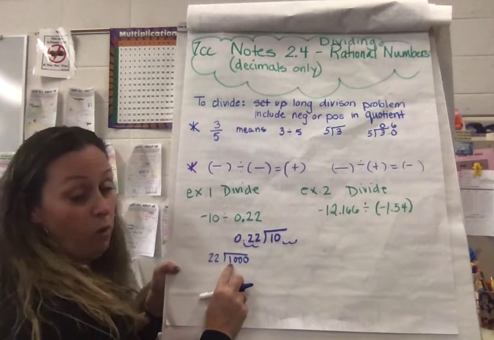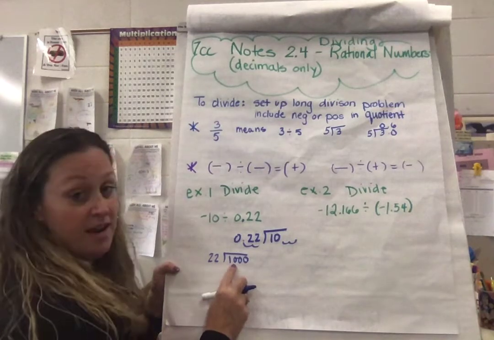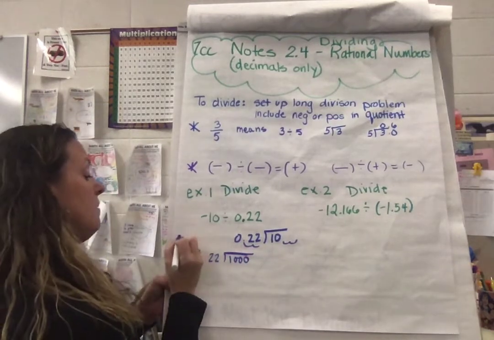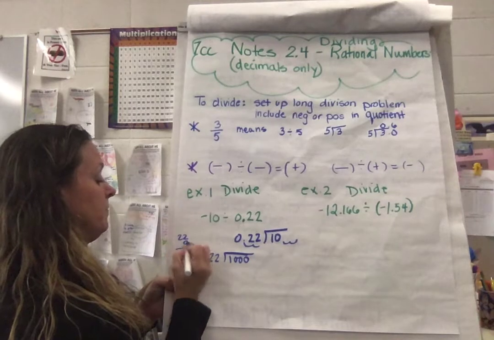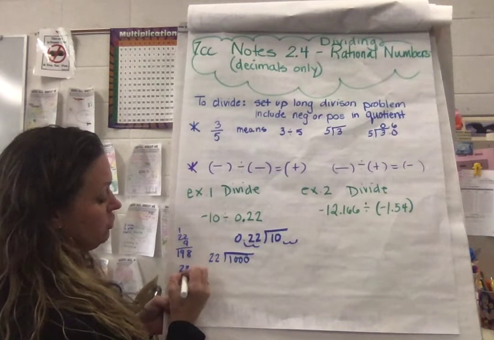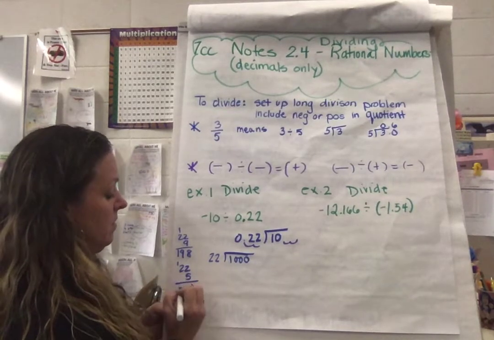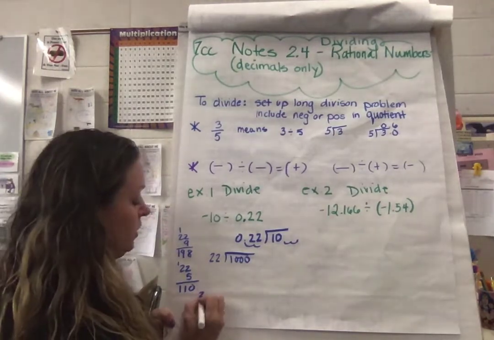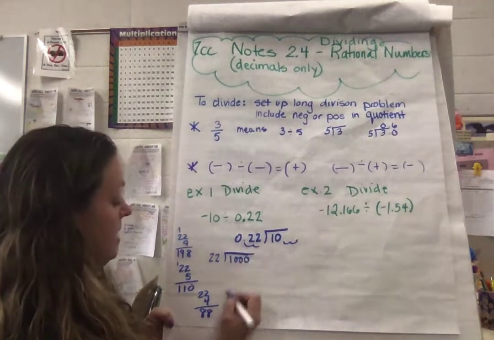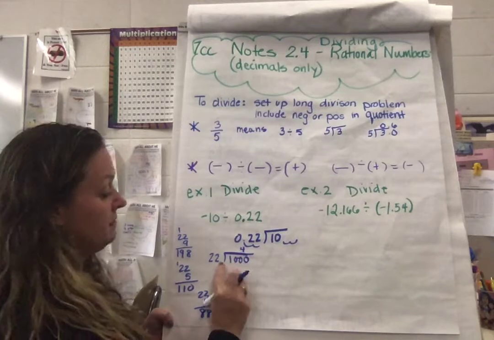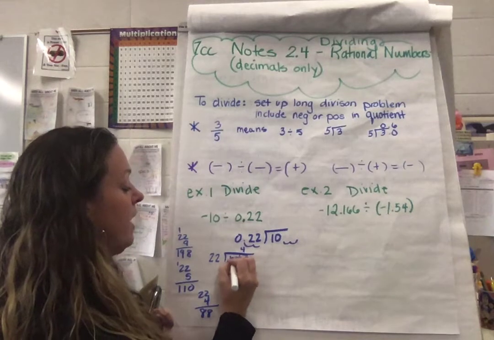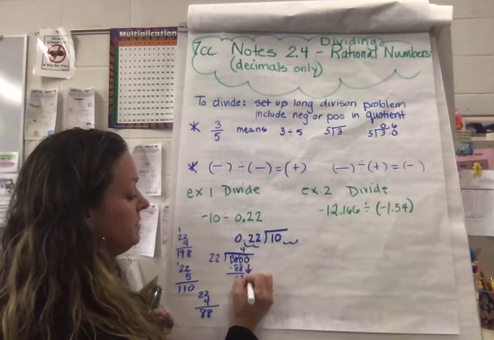22 goes into 1 0 times, 22 goes into 10 0 times, 22 goes into 100. If I don't know, I doodle it. So I'm going to try 22 times 9. That is too much. So I'm going to try 22 times 5. That's too much. So 22 times 4 is 88. So when I say that it goes in there 4 times, I write the 4 above the 100. 4 times 22 is 88. I subtract, and I bring down my 0.